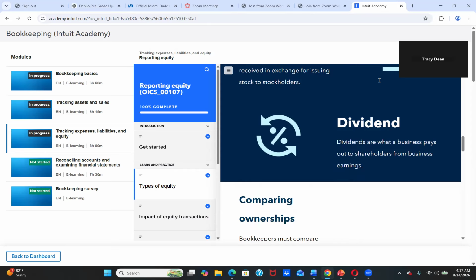Dividends. Dividends are what the business pays out to shareholders. Again, dividends are what the business pays out to shareholders from business earnings.